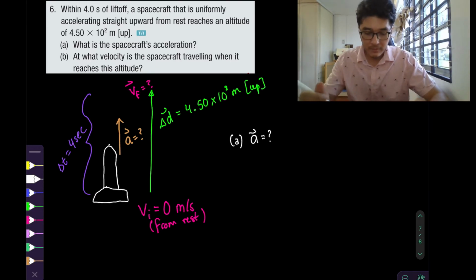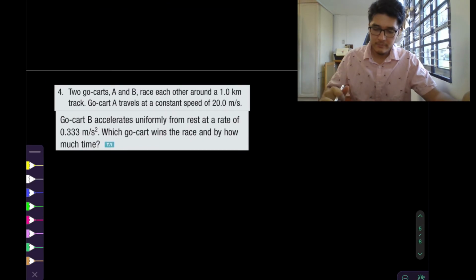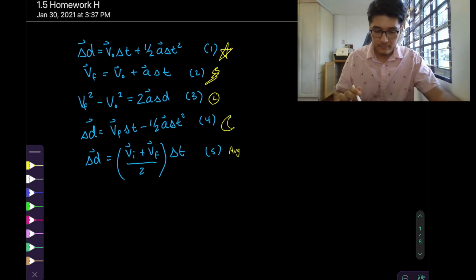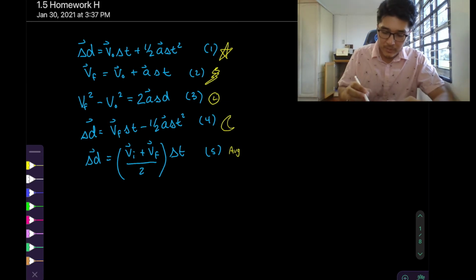Let's go look at our equations. We're looking for acceleration and we don't have the final velocity. The first one is the main one always, right? So we have the altitude, which is the displacement. We know it starts from rest. We don't have acceleration, but we have the time. So we can rearrange equation 1 for acceleration to solve for this. So we're going to use equation 1.